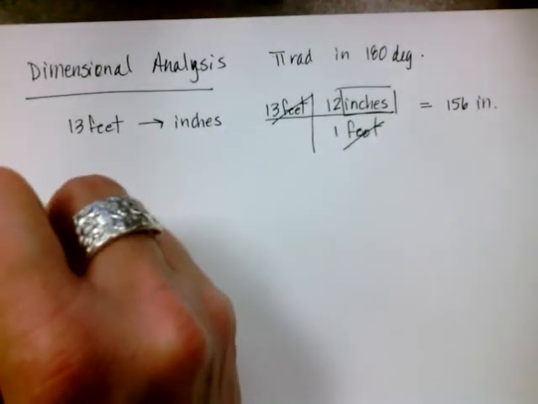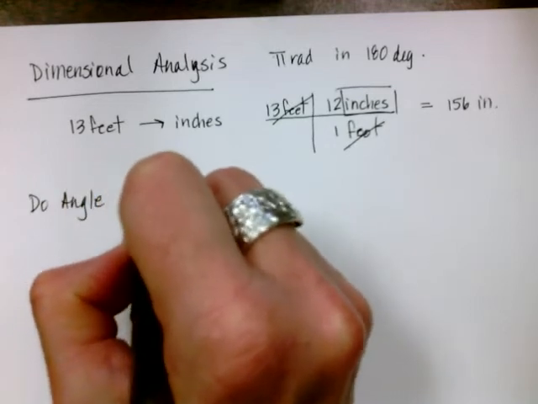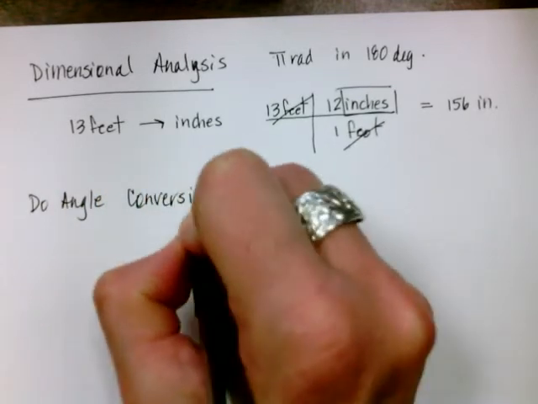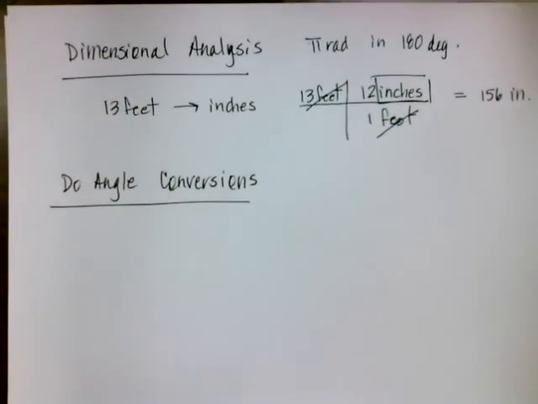So now let's do some conversions. So let's do angle conversions. And I want to convert to the opposite measures. So if it's in degrees, I want to convert to radians, and if it's in radians, I want to convert to degrees.